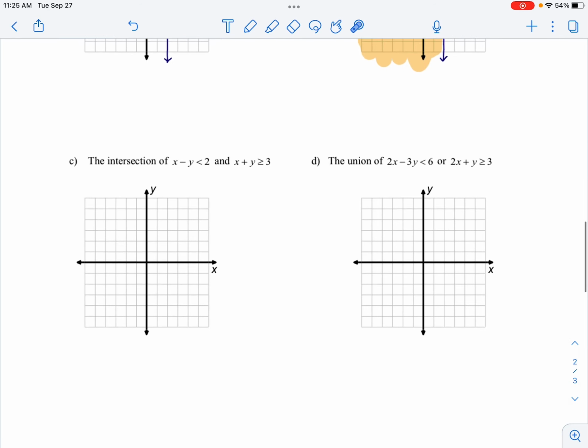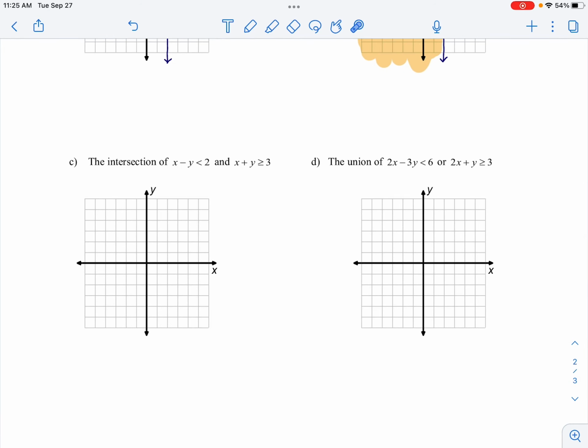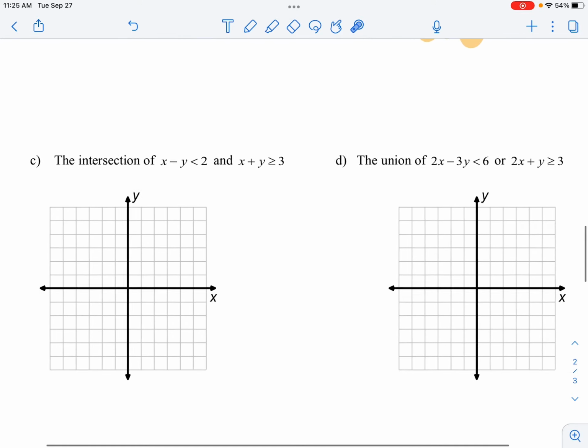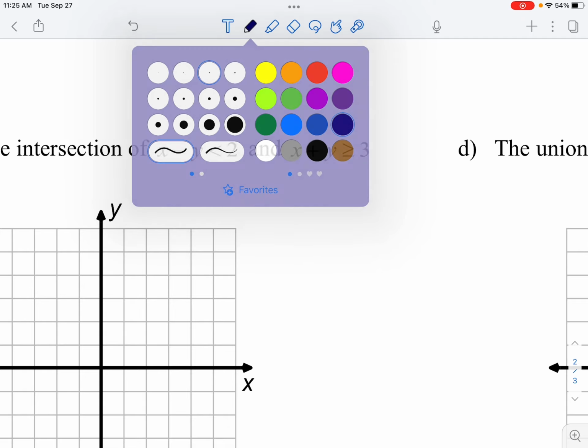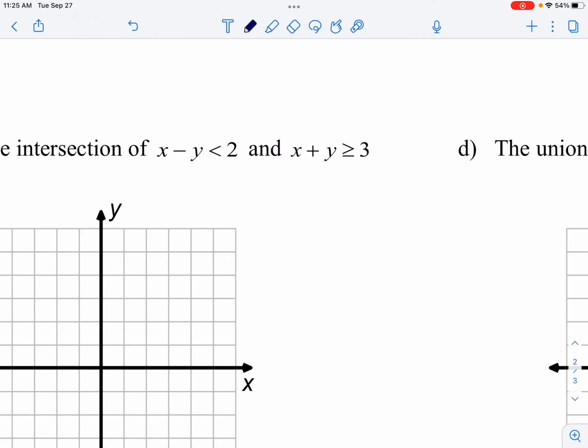The intersection of x minus y is less than 2 and x plus y is greater than or equal to 3. So let's start by getting y by itself in both of these. So we have negative y is less than or equal to 2 minus x. I just subtracted 2 from both sides. Divide both sides by negative 1. I get y. Let's flip the inequality sign since we divided by a negative. y is greater than negative 2 plus x. Okay?